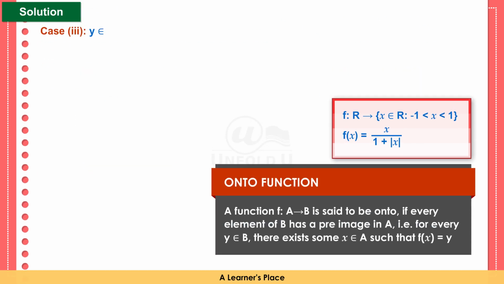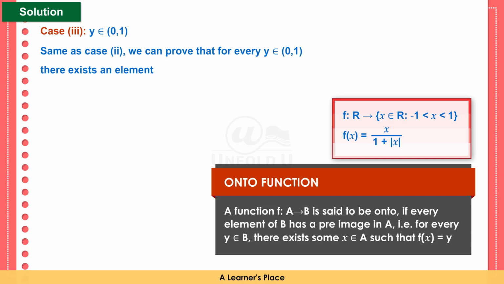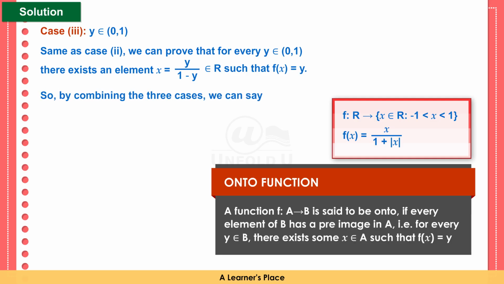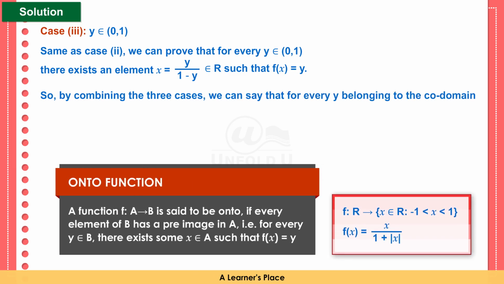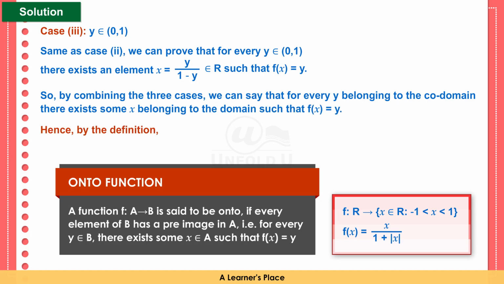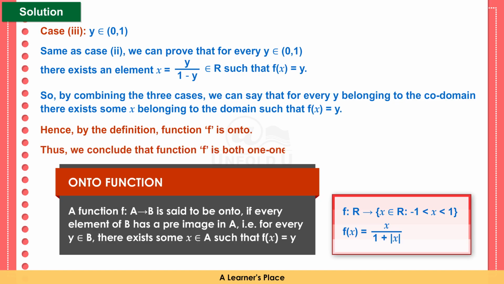Case 3. Y belongs to the open interval 0 to 1. Same as case 2, we can prove that for every y belonging to open interval 0 to 1, there exists an element x is equal to y upon 1 minus y belonging to the set of real numbers such that f of x is equal to y. So, by combining the three cases, we can say that for every y belonging to the codomain, there exists some x belonging to the domain, such that f of x is equal to y. Hence, by the definition, function f is onto. Thus, we conclude that function f is both 1, 1 and onto.